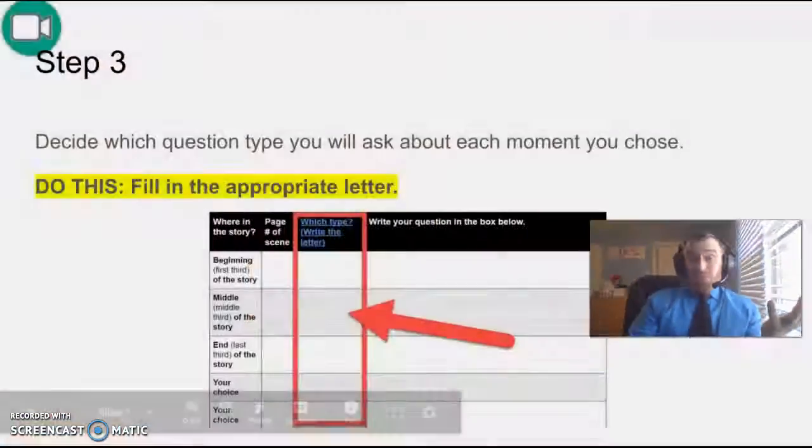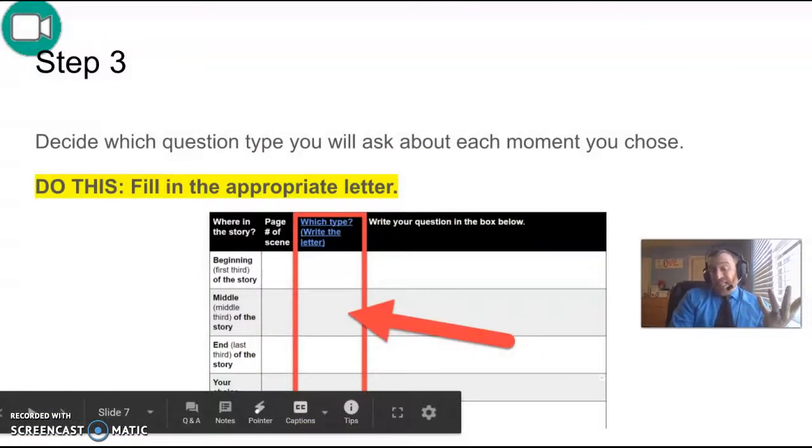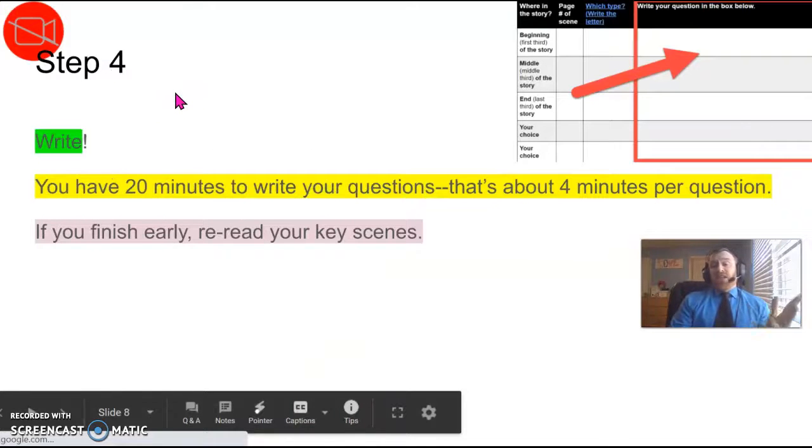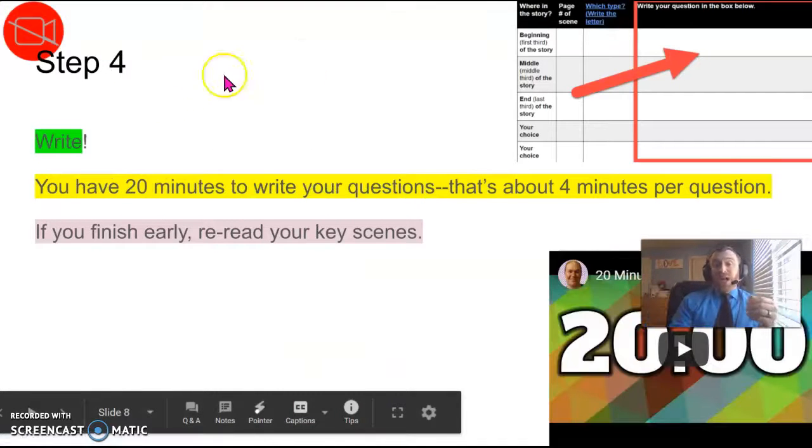Excellent. Now, go ahead and fill in that letter right next to where you put the page number. And there you go. Which brings us to step 4, and this is where you write your question, okay? So go ahead and use that page number for context, take a look at the type of question you're going to ask, and ask that question.